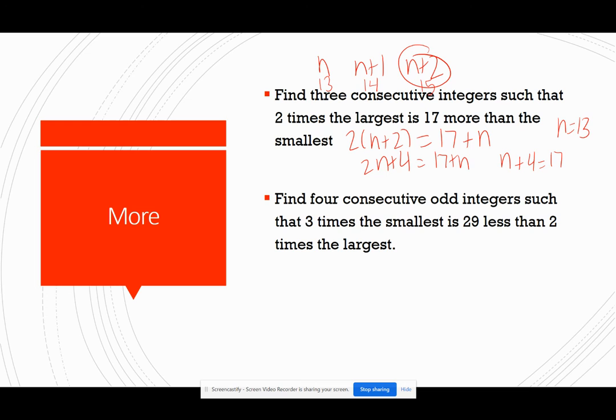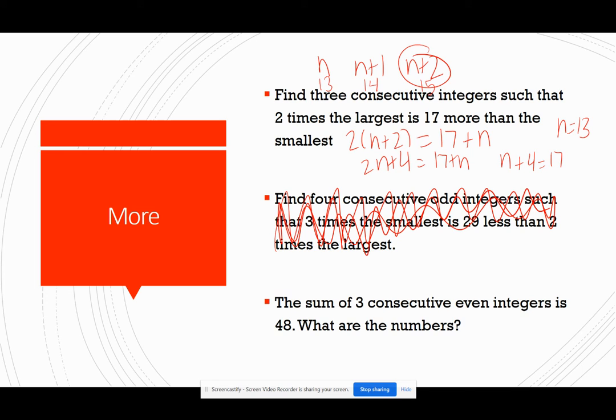I skipped this one because I'm not going to go into detail about 4 consecutive. I think that's a little much for now. We can take a look later, but I want to make sure we get the basics down before we go too crazy on this. So let's take a look at this.